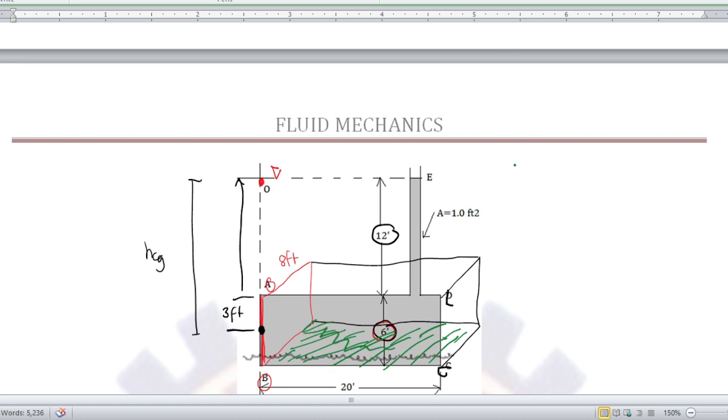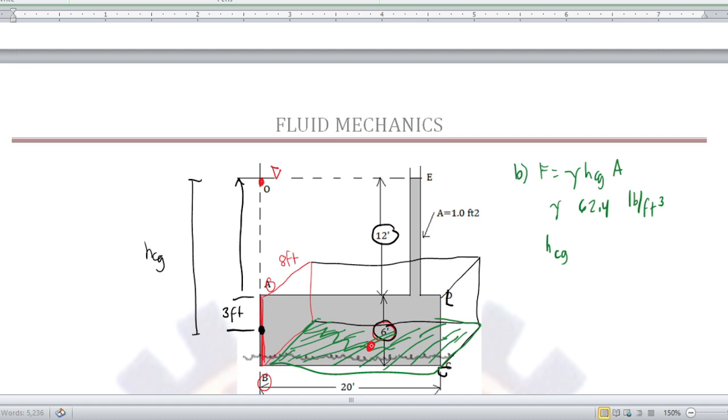Now, still using the same formula, F is specific weight times HCG times area. So still water is 62.4 pound per cubic foot. Your HCG, class, again, is your distance towards your center of gravity. Since our area is this flat bottom, where is the center of gravity? The center of gravity is right here. This one, let's use red.